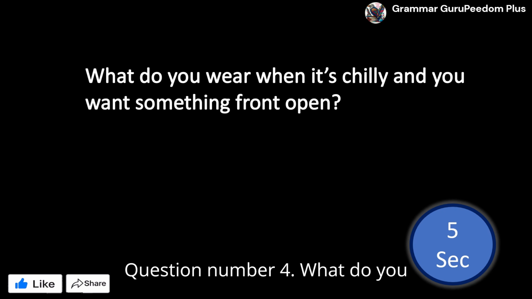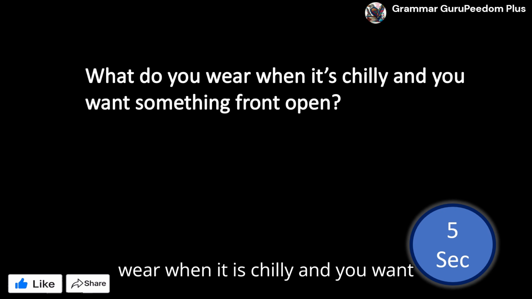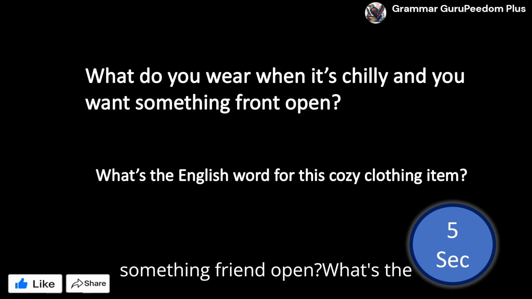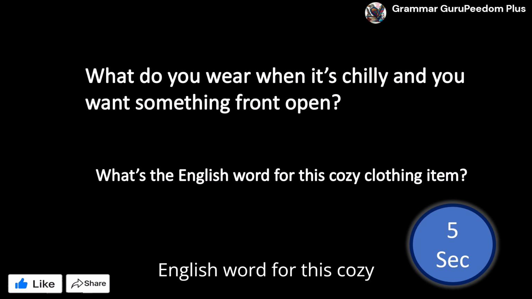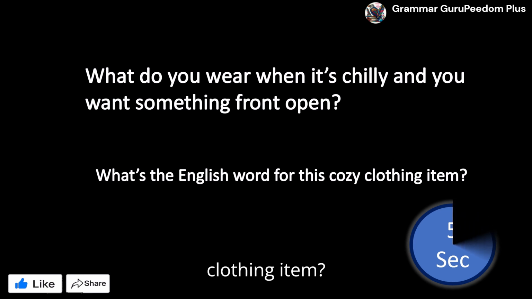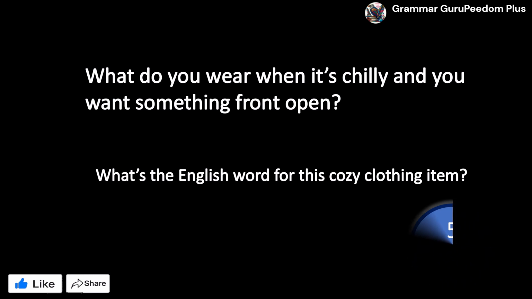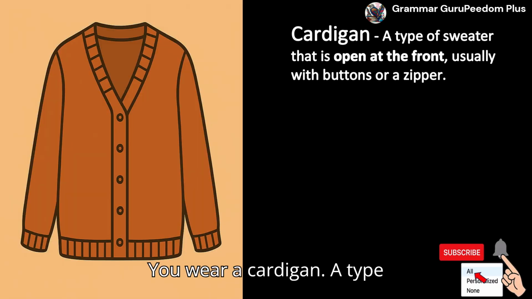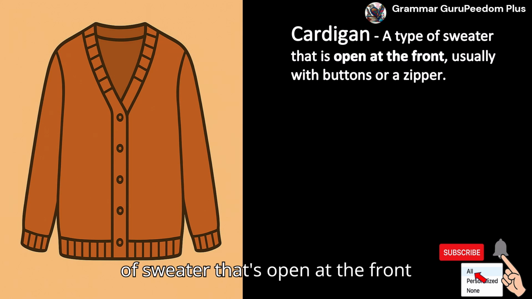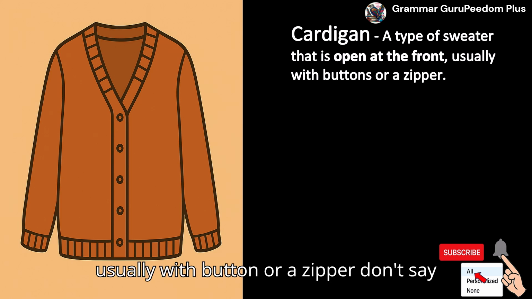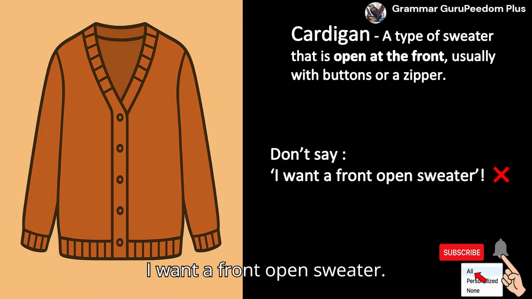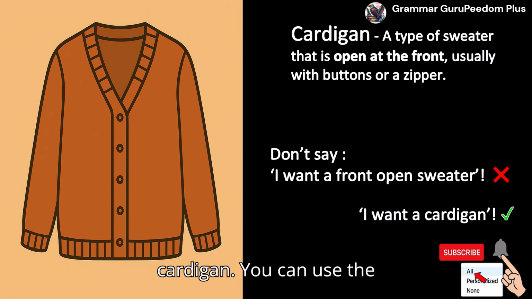Question number 4. What do you wear when it is chilly and you want something front open? What's the English word for this cozy clothing item? You wear a cardigan, a type of sweater that's open at the front, usually with buttons. Don't say, I want a front open sweater. You have to say, I want a cardigan.